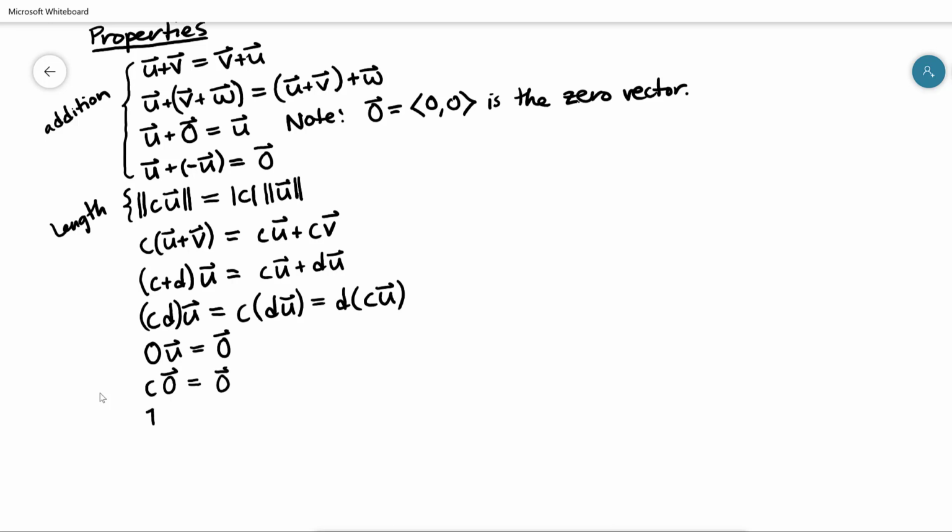And what happens if I multiply a vector by the scalar 1? Well, that has no effect. So all of these properties have to do with multiplication. So here's a big long list of a bunch of properties. And in just a minute we'll do some examples to start to get comfortable with these. I just wanted to get all of the big picture ideas out of the way first.